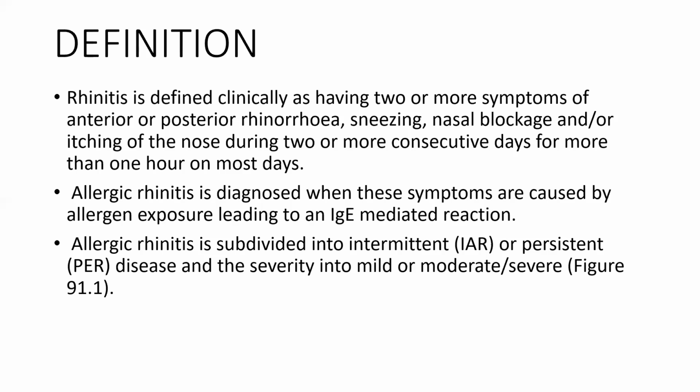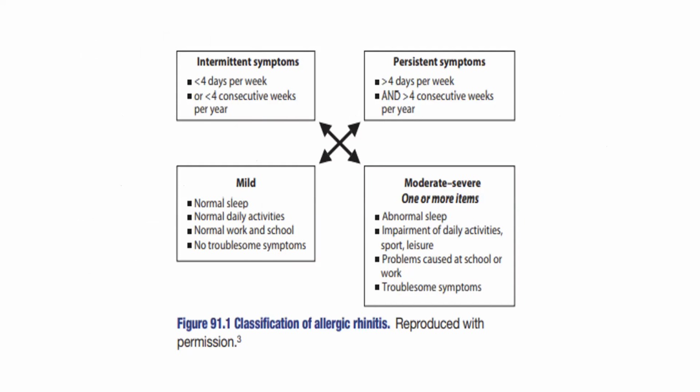Of rhinitis. Rhinitis is defined clinically as having two or more symptoms of anterior or posterior rhinorrhea, sneezing, nasal blockage, and or itching of the nose during 2 or more consecutive days for more than 1 hour on most days. Allergic rhinitis is diagnosed when these symptoms are caused by allergen exposure, leading to an IgE mediated reaction. Allergic rhinitis is subdivided into intermittent or persistent disease and the severity into mild, moderate or severe, given in figure 91.2.